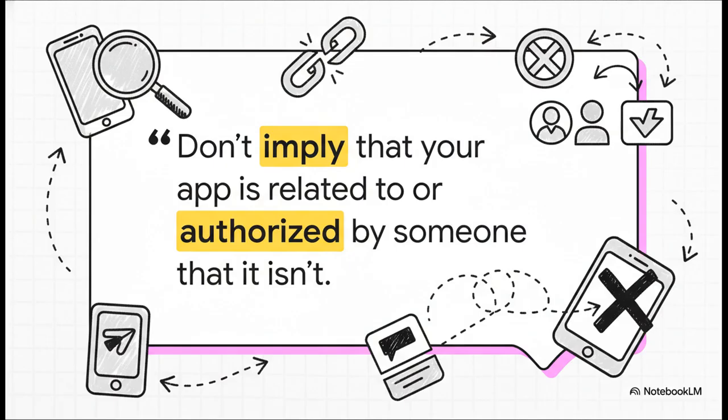But notice, it's not just about telling an outright lie. The key word to focus on here is imply. You can't even suggest a relationship or an authorization that doesn't actually exist. It all comes down to the total vibe, the overall impression your app gives to the user.